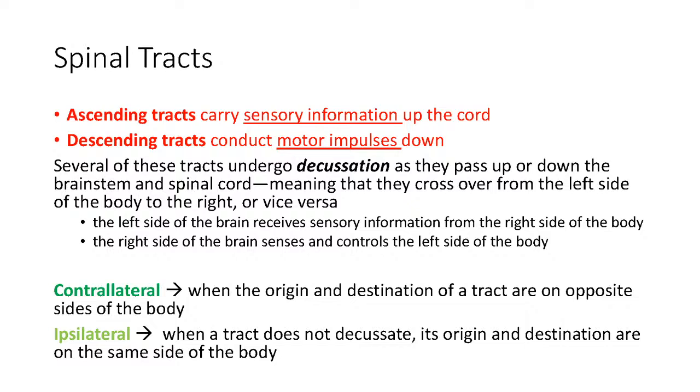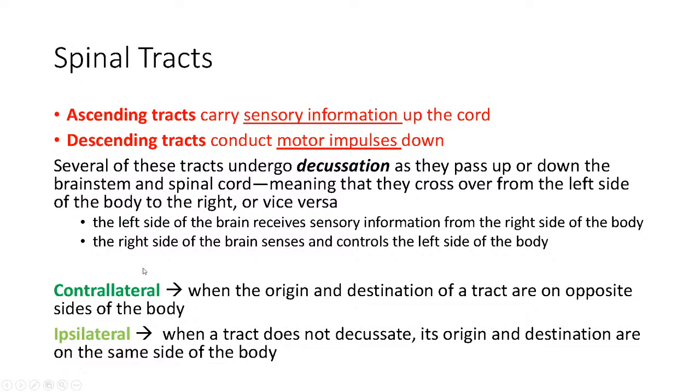Now, several of these tracts undergo what's called decussation as they pass up and down the brainstem and spinal cord, and what that means is that they cross over from the left side to the right and from the right side to the left. Of course, you've probably heard at some point that the right side of your brain controls the left side of your body, right? And so if you are right-handed, then you are left brain dominant, they say. So you've probably heard that already, and it's true. Most of the tracts undergo decussation, which is that process of crossing over from the right side to the left side and vice versa.